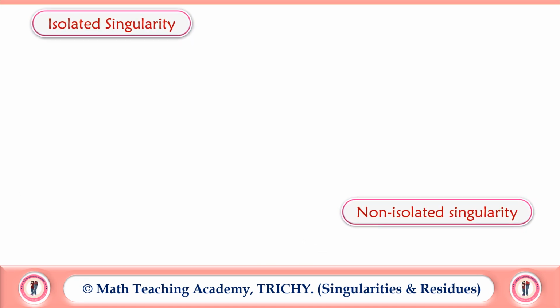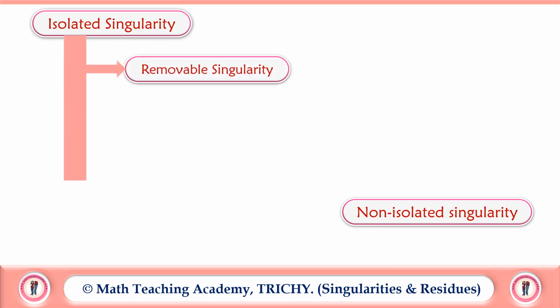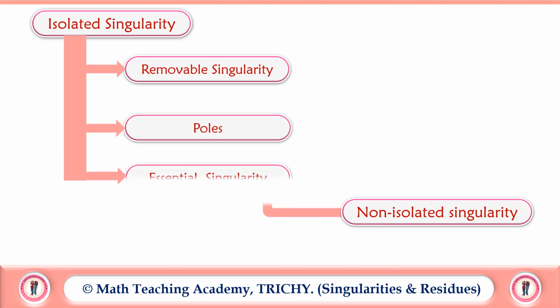Now we are going to look at the types of isolated singularity. There are three types of isolated singularity. One is removable singularity, another one is poles, another one is essential singularity. Here, essential singularity comes under both the categories, isolated singularity and non-isolated singularity.